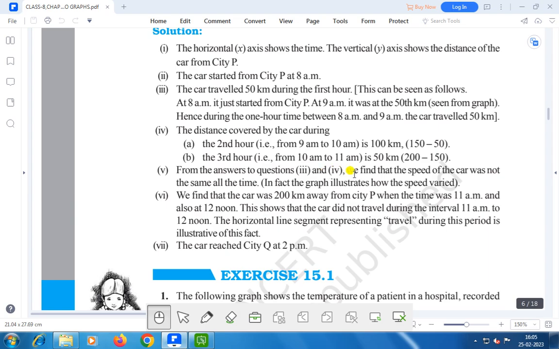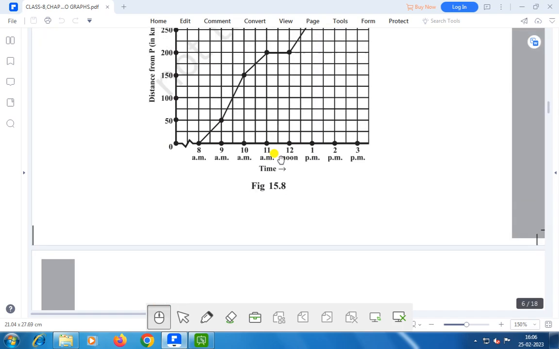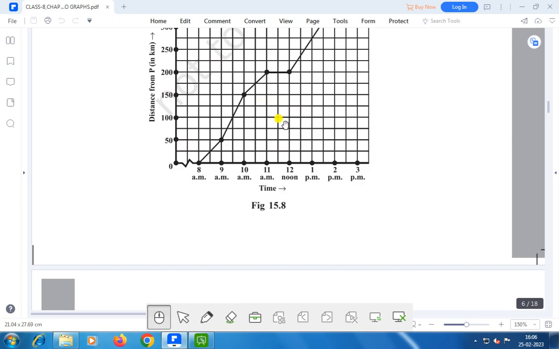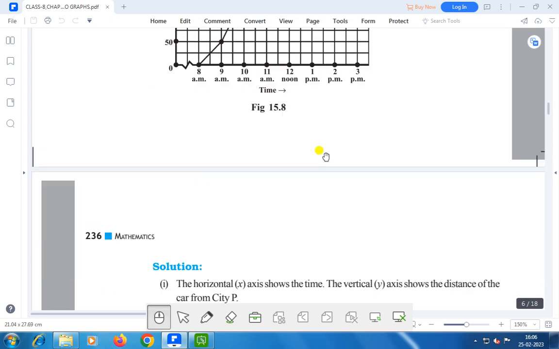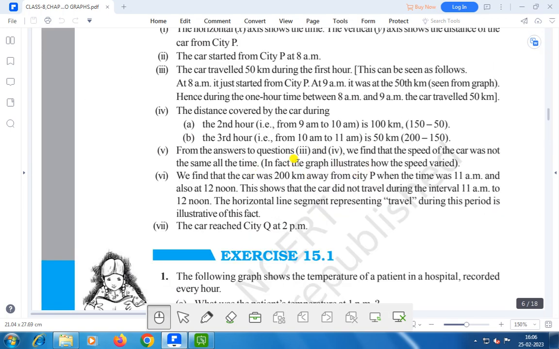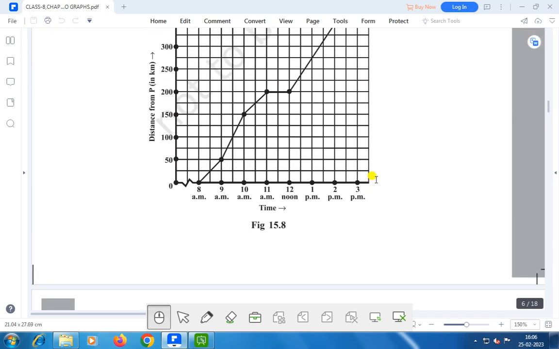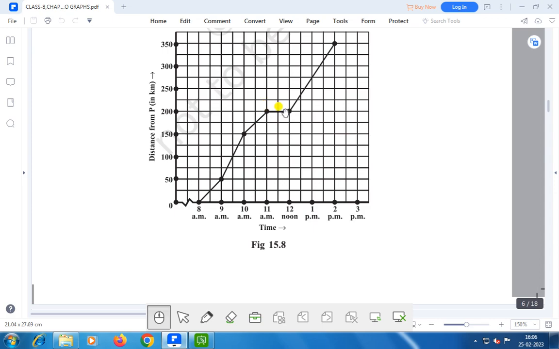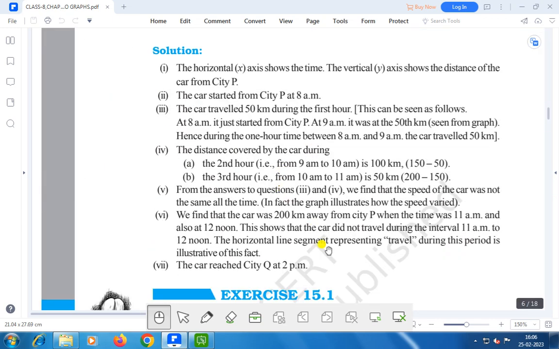From the answers of questions 3 and 4, I find that the speed of the car was not the same at all times. In fact, the graph illustrates how the speed varied. We find that the car was 200 km away from city P when the time was 11 a.m. You see, when it was 11 a.m., this one. This is 200 km away from city P, right?